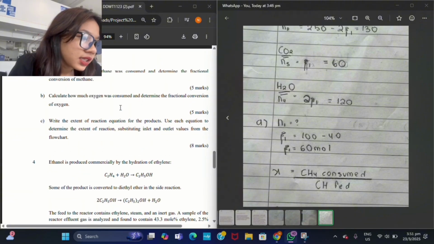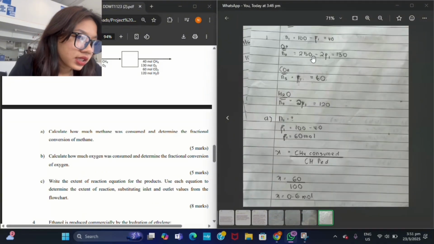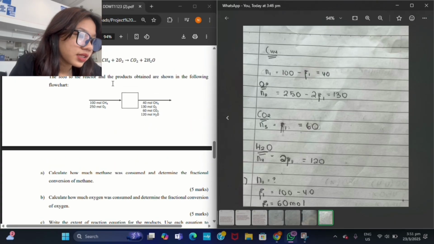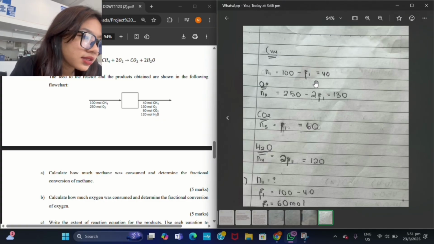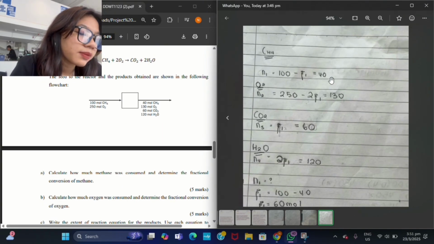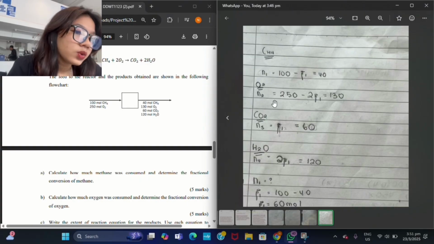For the question C, dia nak kita write the reaction equation. Kita kena buat satu persatu. Kita kira for methane first. Sebab kita tengok dekat sini bahagian ni ada methane, ada oxygen, ada CO2, ada H2O. From here, you kena buat satu-satu. Like CH4, dia punya equation is 100 minus Z1. Z1 tadi kita tahu, kita dapat Z1 is equal to 60 mole. So 100 minus 60 mole, kita akan dapat 40 mole for CH4. O2, kita punya equation 250 minus 2 times 60, kita akan dapat 130 mole for O2.